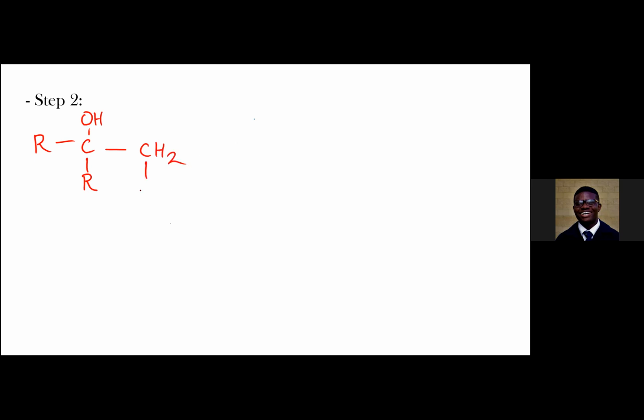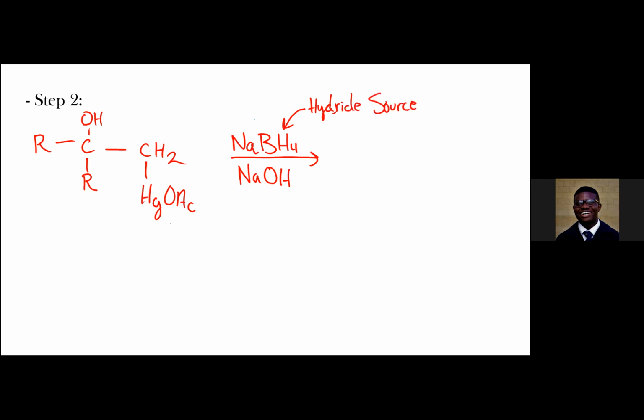Okay, so once you have this HgOAc, all you'll do is react it with sodium borohydride, this NaBH4, and sodium hydroxide, this NaOH. And pretty much what the sodium borohydride is doing is acting as a hydride source, which just means it's going to be giving H minuses. And these are going to be great for doing reduction reactions. And so what that means is it's going to be reducing this Hg, this mercury.